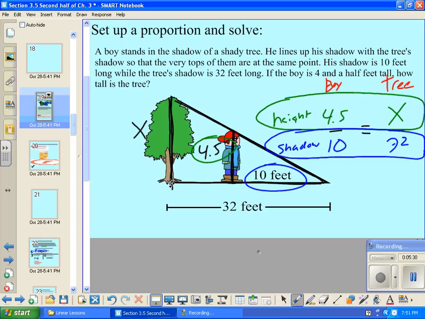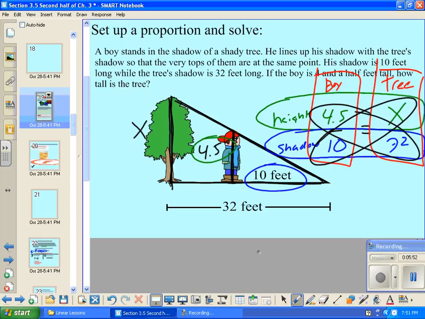Notice, even in the first ratio, this is all information about the boy. The second ratio is all information about the tree. And even on my tops and my bottoms, I made sure that I put the same types of numbers. This is what I'm talking about when I say be consistent when you're setting up your proportion problems. Now if I cross multiply like we learned in the last lesson, this should set up an equation for me that I can solve and get the correct answer.